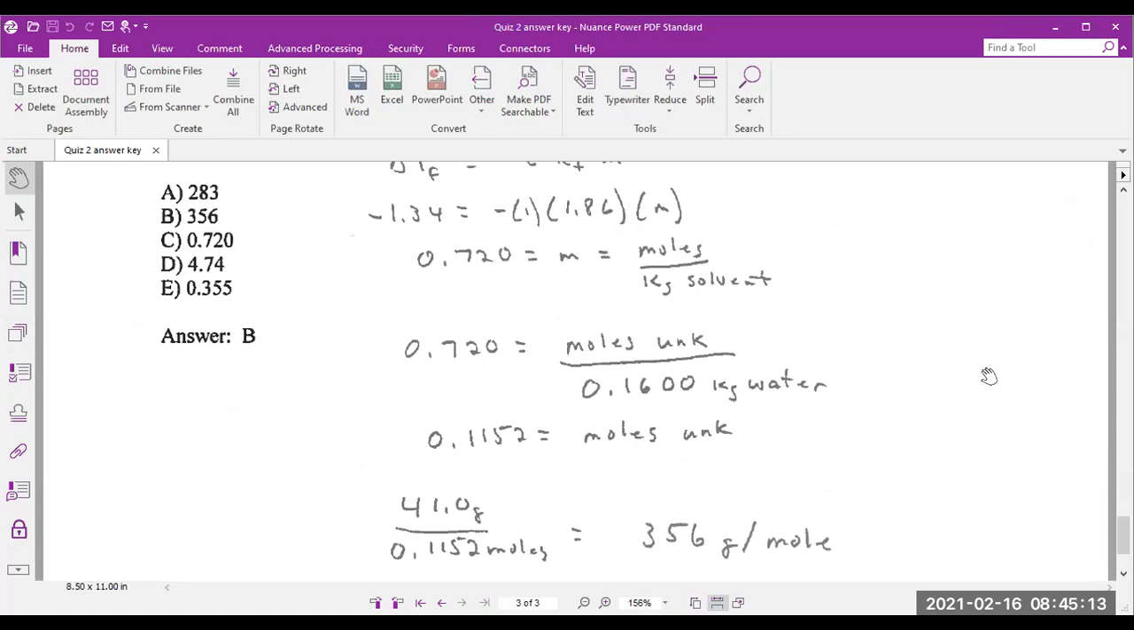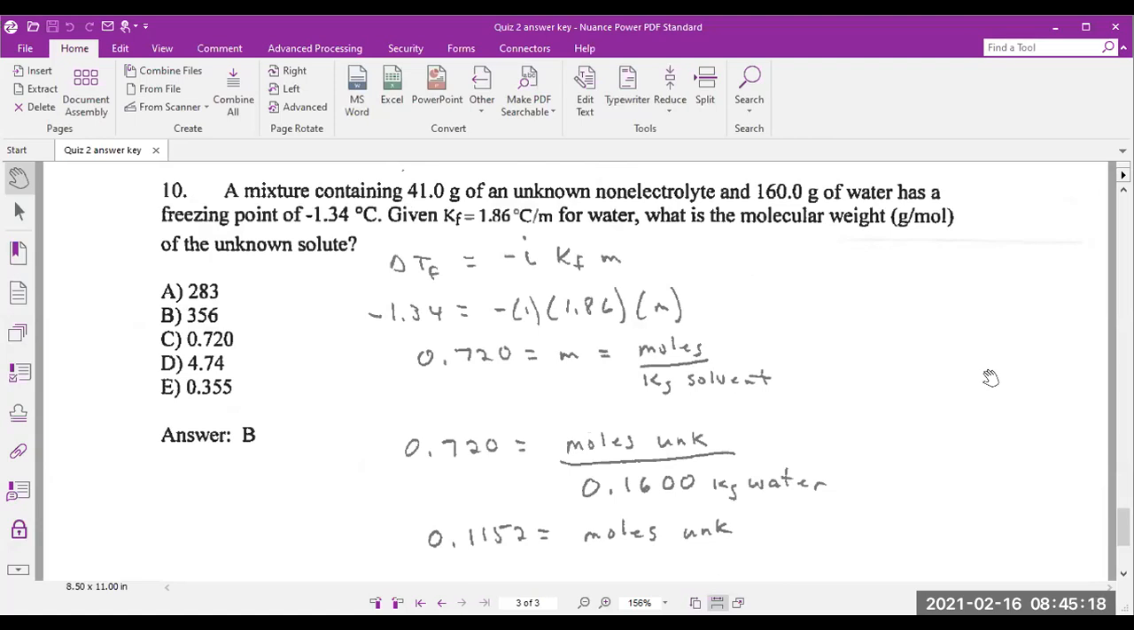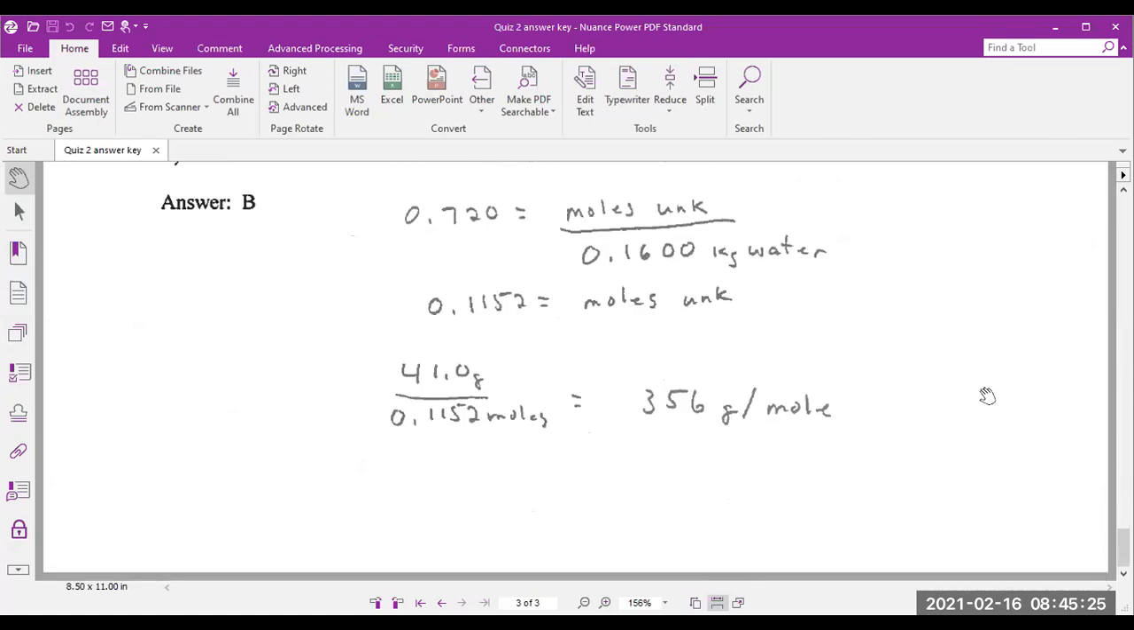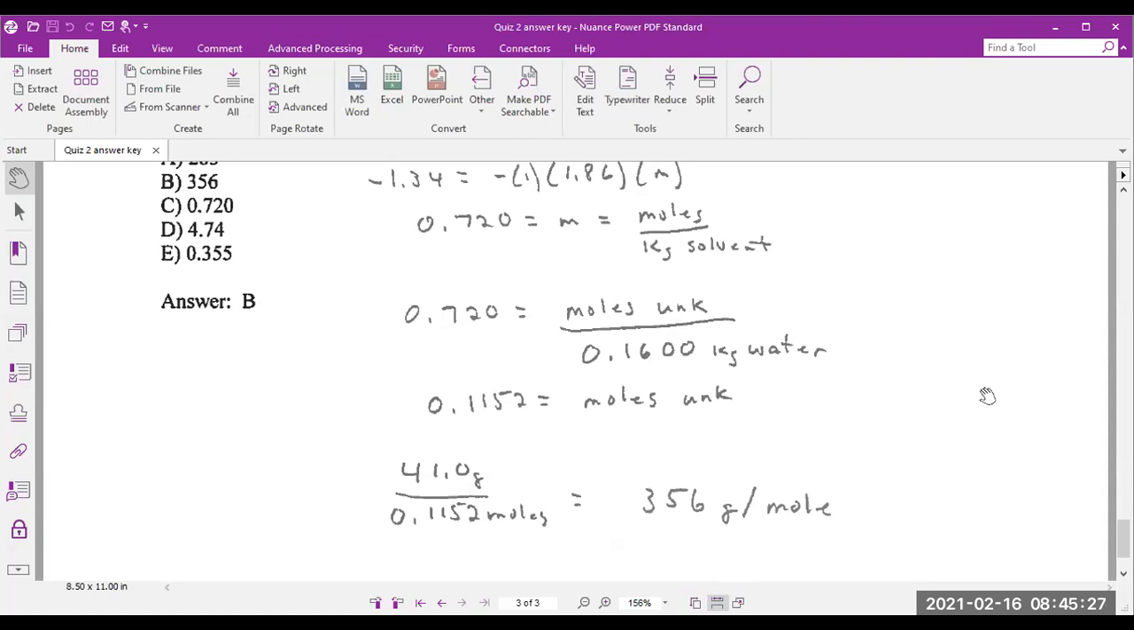We solve for moles of unknown, and then we go back and we know from our problem that we had 41 grams of the unknown non-electrolyte. So we know that those number of moles, 0.1152, represent 41.0 grams. So if we're looking for molecular weight, that's grams per mole. We take our 41.0 grams and divide it by 0.1152 moles, and we get a value of 356 grams per mole.